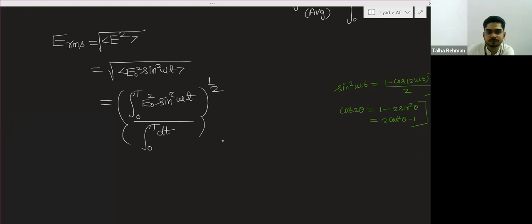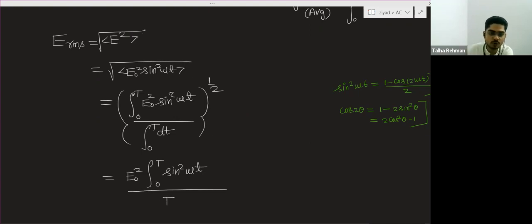Now, whole power half. This is the integration, so E naught square will be out of the integration, and now we will do the integration from 0 to T of sine square omega t, divided by T, and this whole thing has the power half.